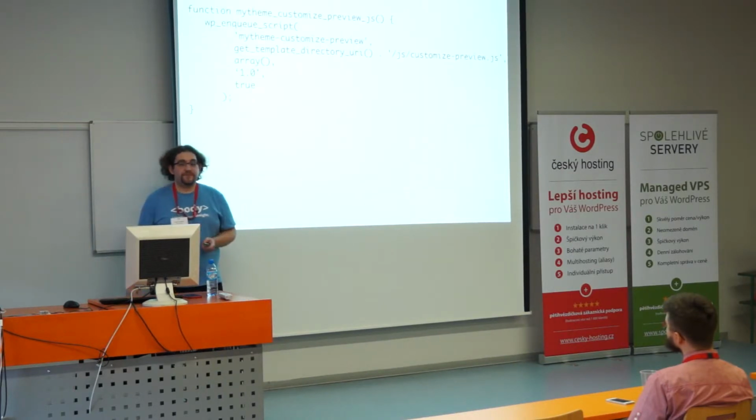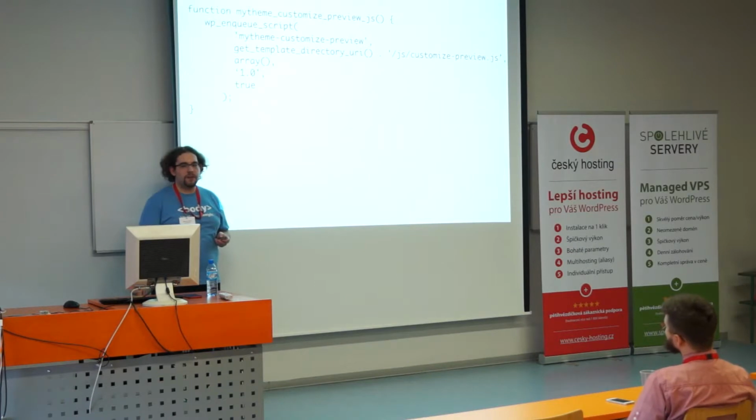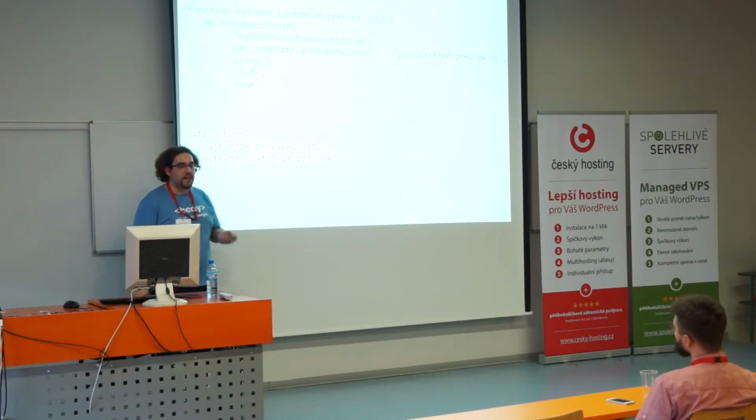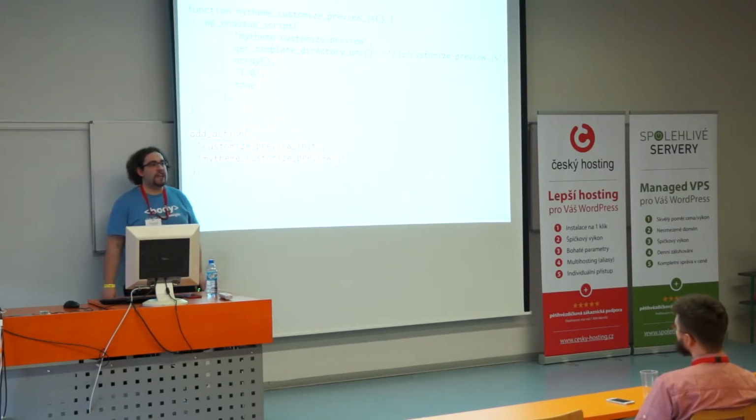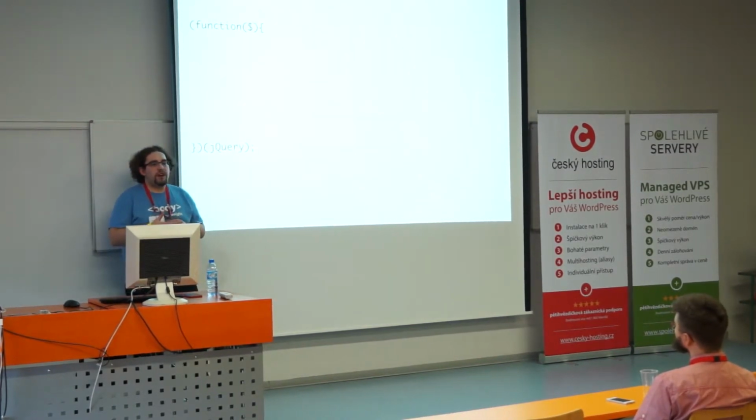How to achieve it? First of all, we have to create an additional JavaScript file and put it in our custom my theme customize preview function, which uses the wp_enqueue_script function. Then we are using the customize_preview_init action, and we are evaluating our function. The code for the JavaScript file is the following.